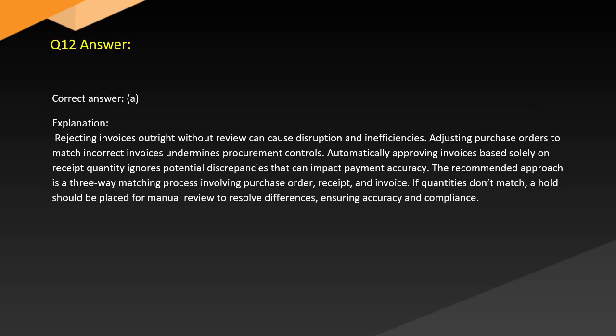Answer. Correct answer. A. Explanation. Rejecting invoices outright without review can cause disruption and inefficiencies. Adjusting purchase orders to match incorrect invoices undermines procurement controls. Automatically approving invoices based solely on receipt quantity ignores potential discrepancies that can impact payment accuracy.